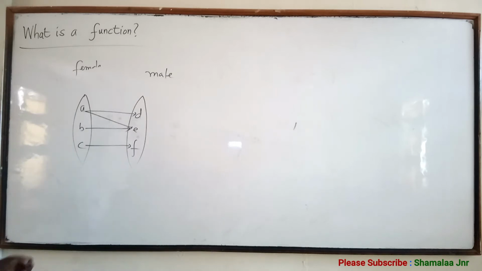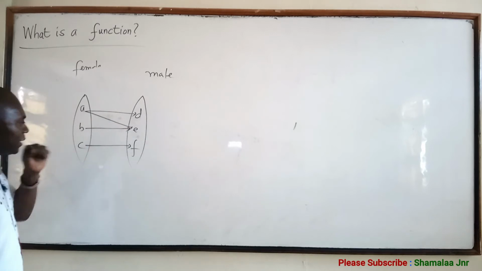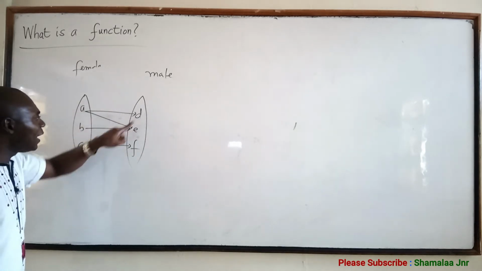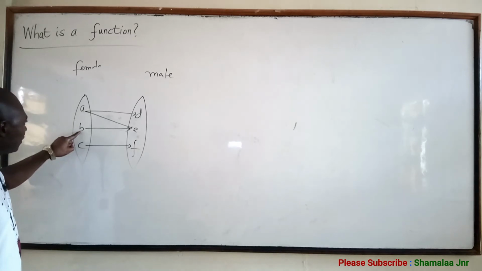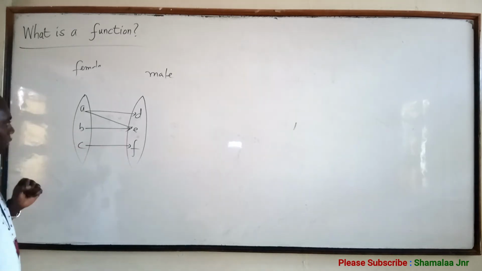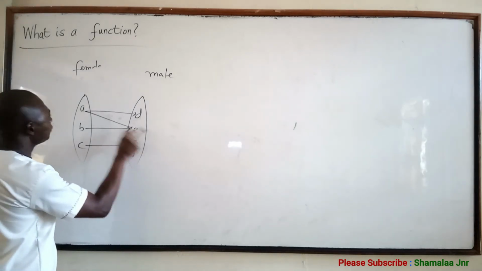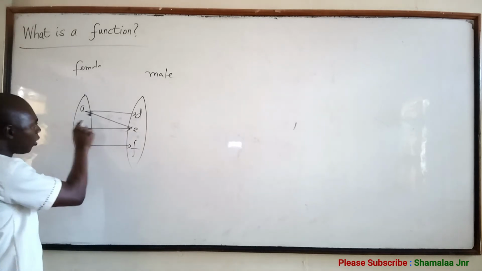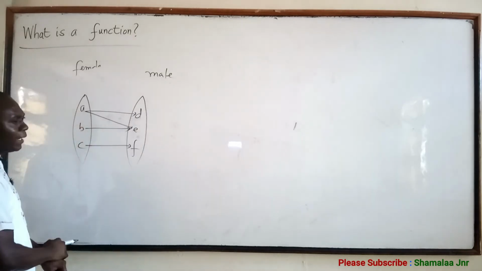Wait, let's look at what is happening here. A is related to D and E. So, a female A is married to D and E. This is not possible. Are you seeing it? B is married to E. And you can see that this E is married to A and then B. It's allowed. But because a female here, A, is married to 2, it's not allowed.